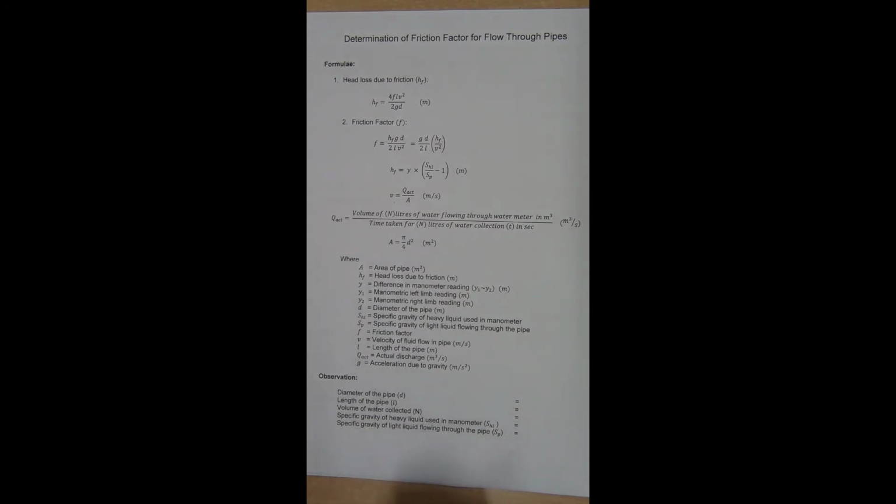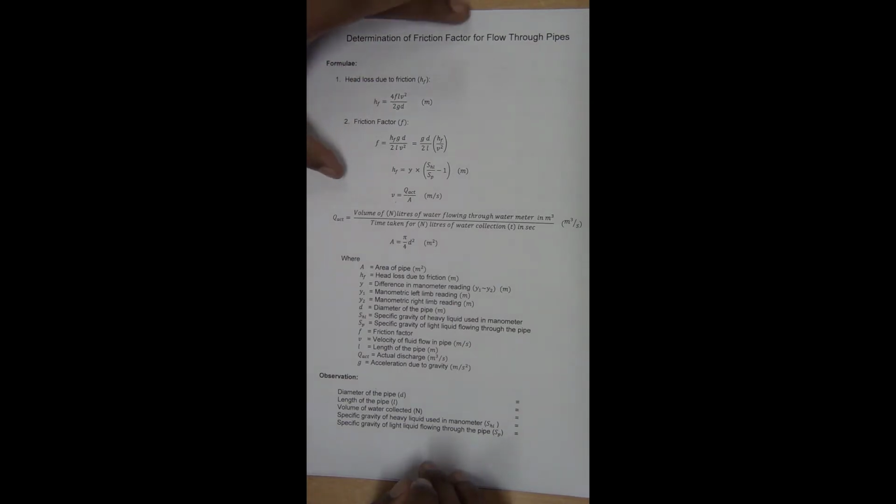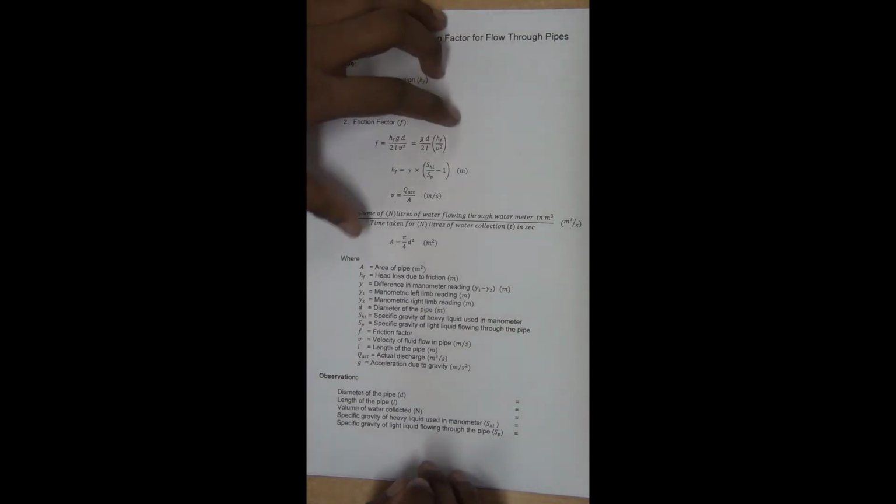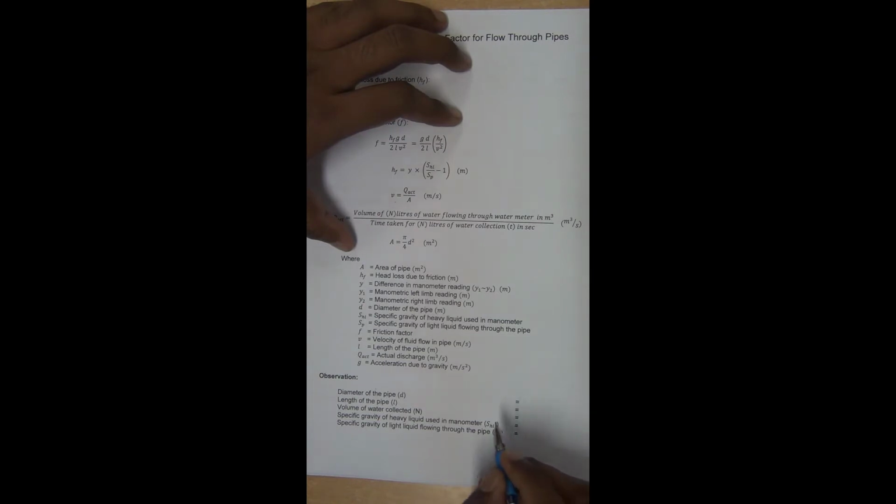Now we are going to discuss the model calculation for the friction factor experiment. Before that, we shall first know the observations for the friction factor. The diameter of the given pipe was 20 mm. Then the length of the pipe is 3 meter. Then the volume of water collected is 10 liters.